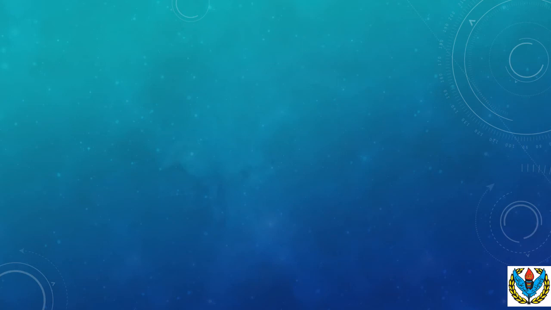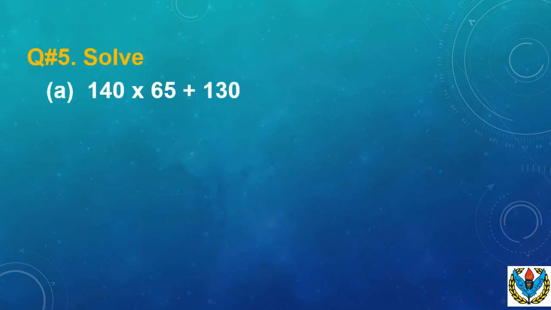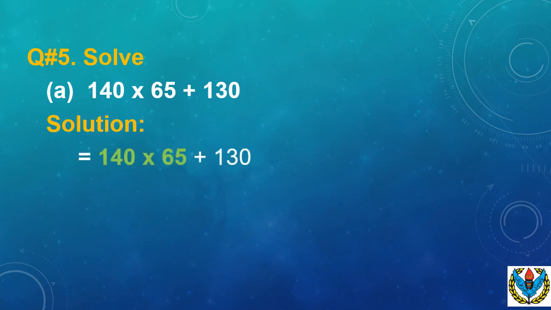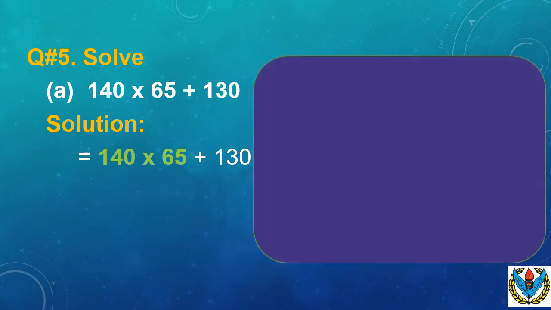Now we will solve the question number 5 of exercise 1D. Solve. A part is 140 multiply 65 plus 130. Let's see the solution. Here we have two operations, multiplication and addition. And if we have multiplication operation with addition operation, then we can use the DMAS rule.